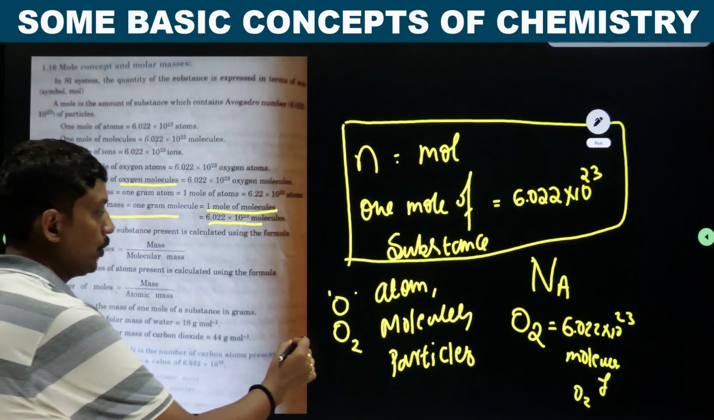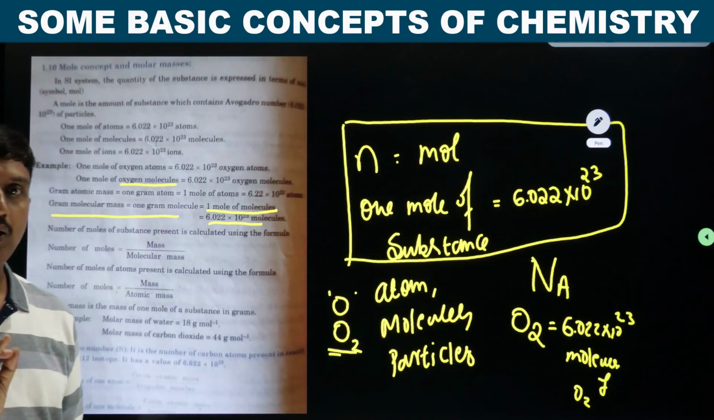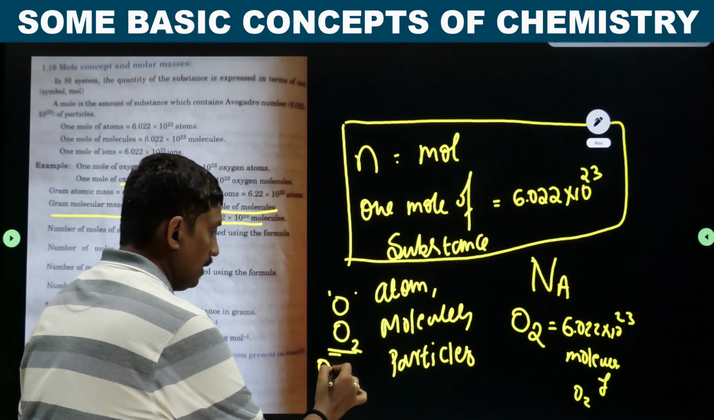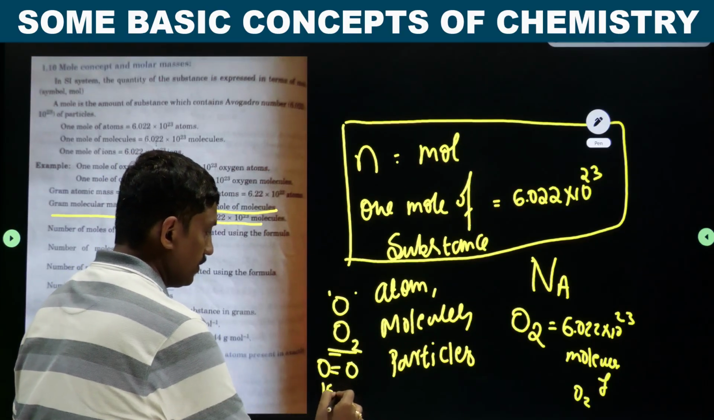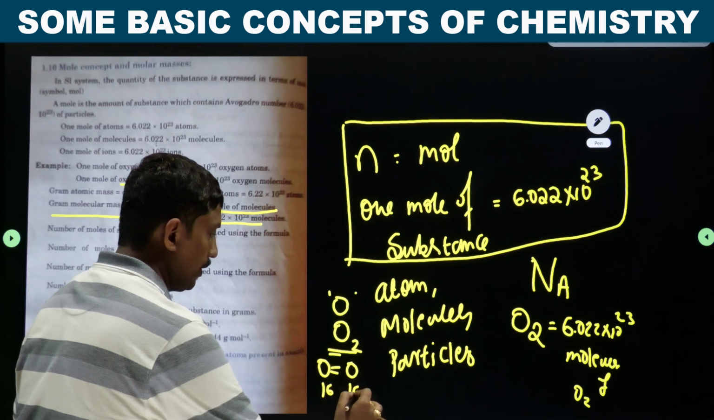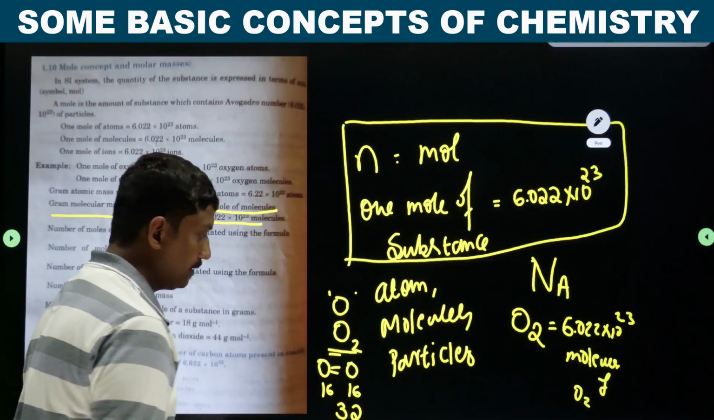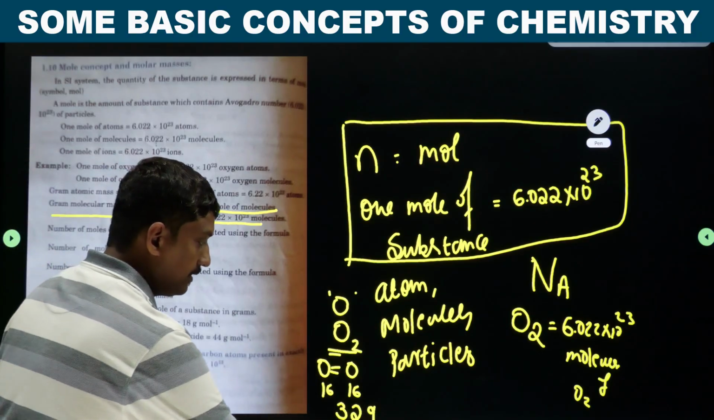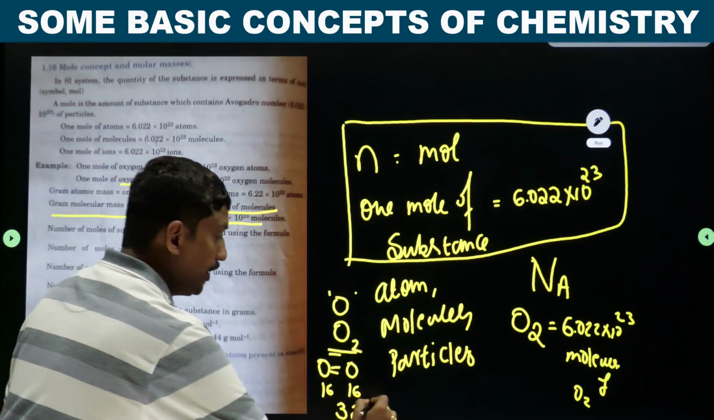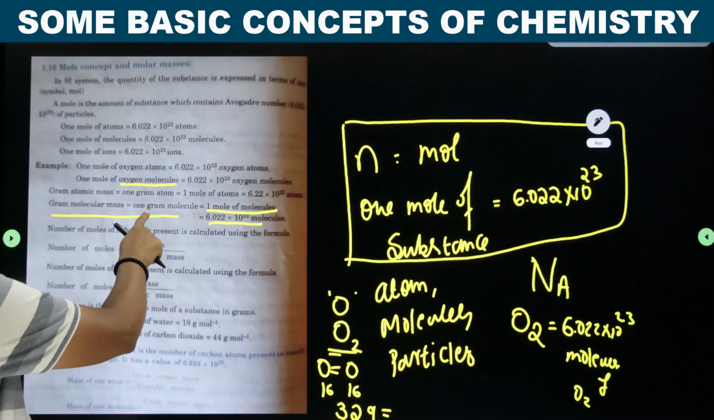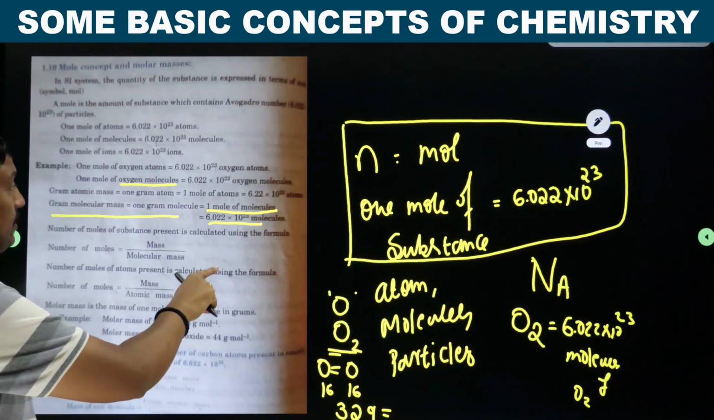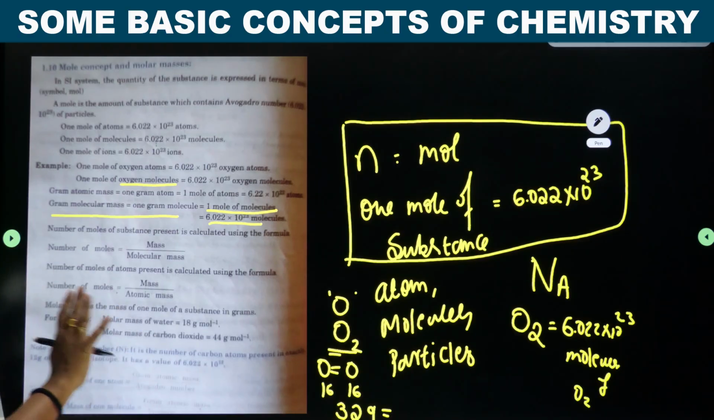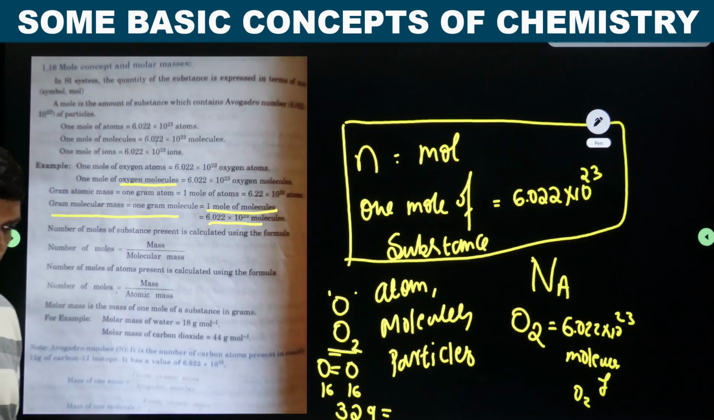1 gram molecule means you take oxygen. Oxygen O2, is it an atom or a molecule? It is a molecule. Atomic mass is 16. 2 atoms are combined to give O2. What is the molecular mass? 32. If you take 32 grams, it is a gram molecular mass. This 32 grams is equal to 1 gram molecule, which consists of 6.022 into 10 to the power 23 molecules of oxygen. Now it is clear.